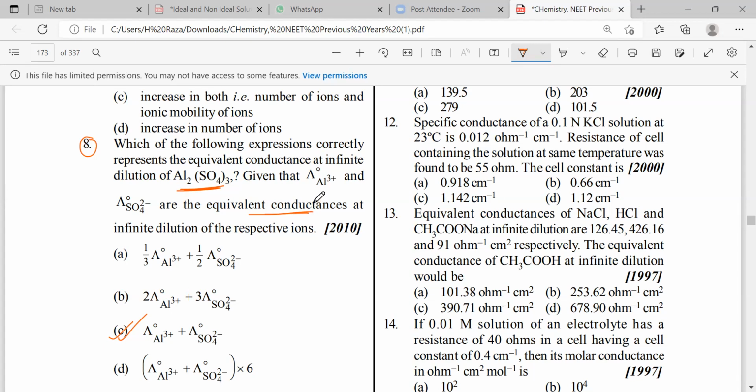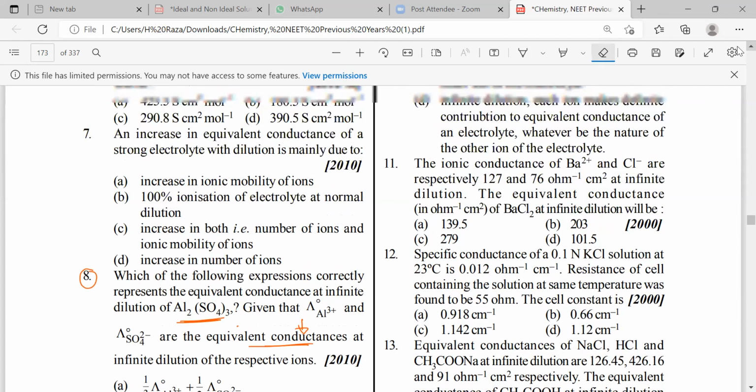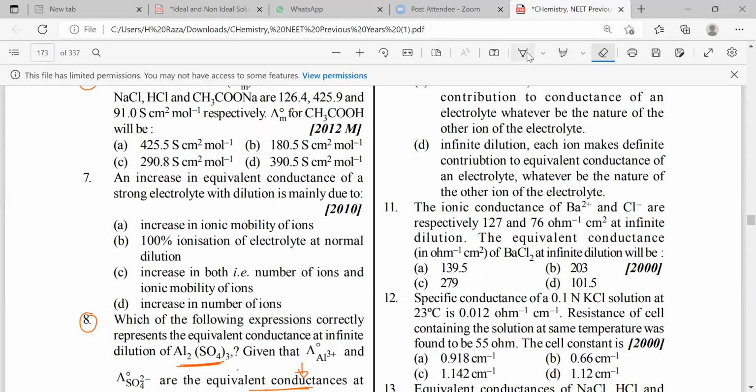Okay, but if it is molar conductance, then the answer will be 3Al plus 3. It will be multiplied by 3, and sorry, this will be the answer for molar conductivity. Okay. Come to question number 11.